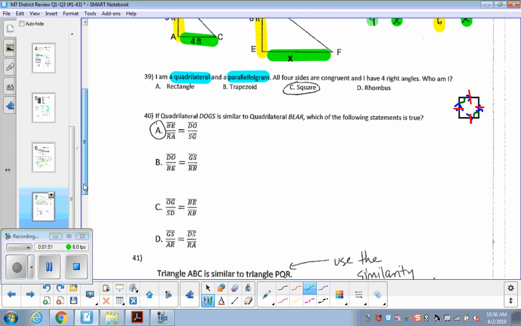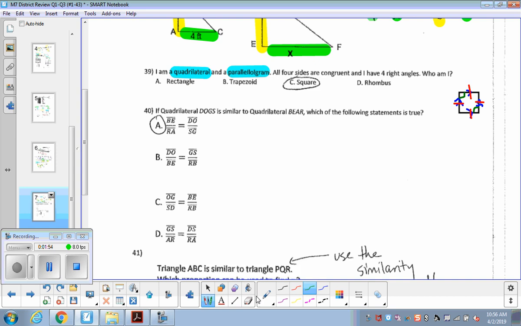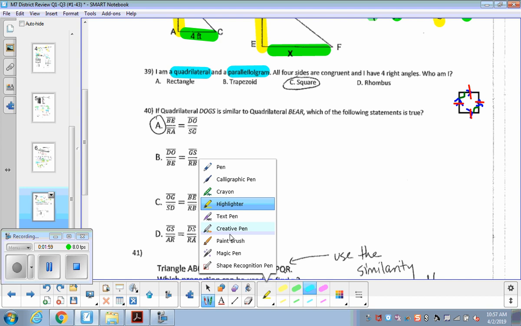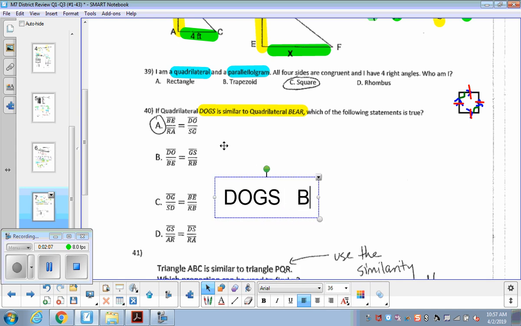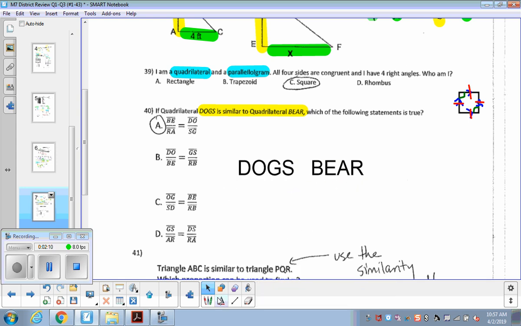All right, now for number 40, we need to use this similarity statement to figure out which one of these statements is true. So using the similarity statement, which I'm going to highlight here in yellow, it's telling us that DOGS is similar to BEAR. And we have that little squiggly symbol for the similarity sign. So now I'm just going to check for the sides to match up in the right order. Now BE is the first 2 here. RA, it's saying now it's going to go here to here. That's what the first one is saying.